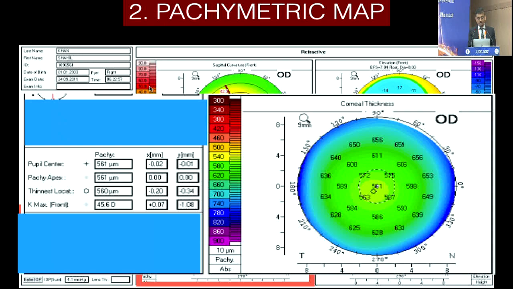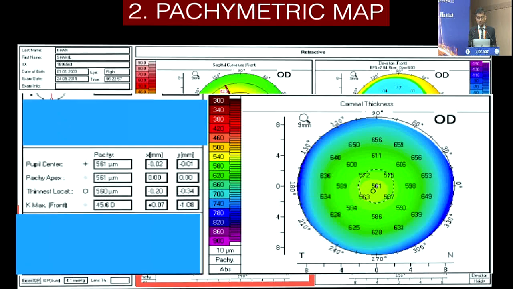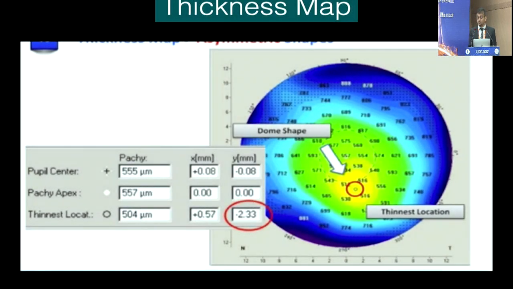And the next important point is noting the vertical displacement of the thinnest local. And if it is more than 0.5, as can be seen from this, this will definitely contribute a red flag.